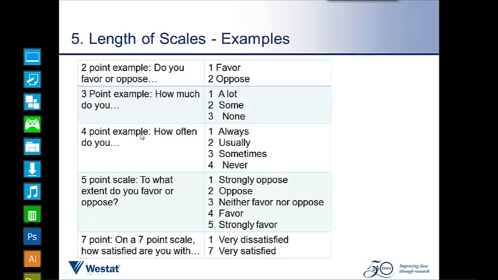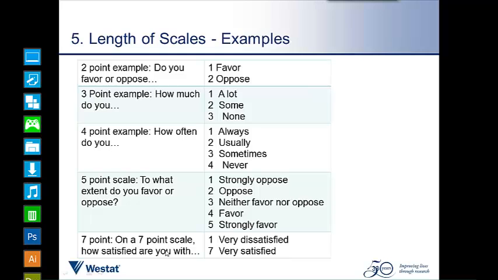A 4-point example might be, how often do you do something? Do you do it always, usually, sometimes, or never? And a 5-point scale, this is a very common scale that's used. Do you favor or oppose? To what extent do you favor or oppose? And you present strong opinion, the opinion, and then a neutral category of neither favor nor oppose. And you'll notice that I've ordered the scale from negative to positive. And when we start talking about acquiescence bias in a few minutes, I'll help explain why we tend to order our scales from negative to positive.